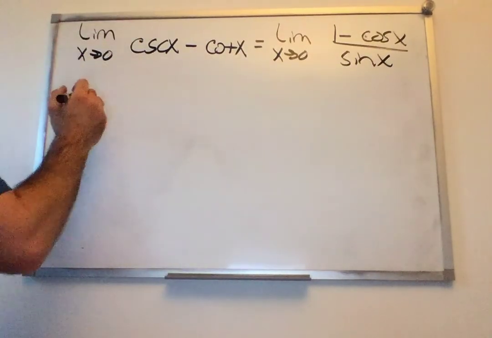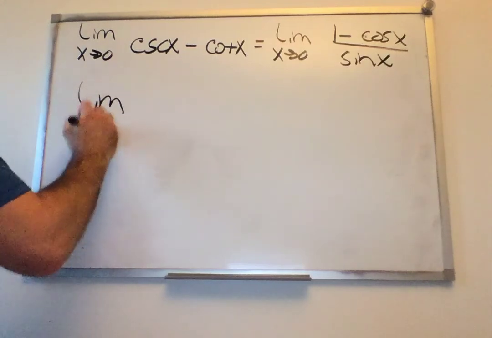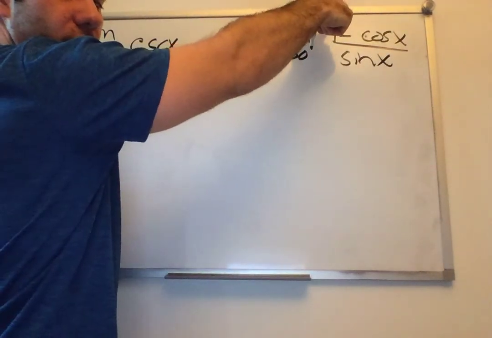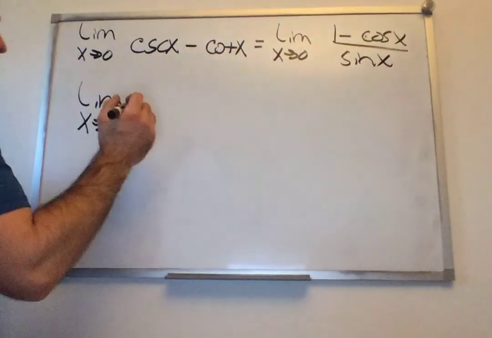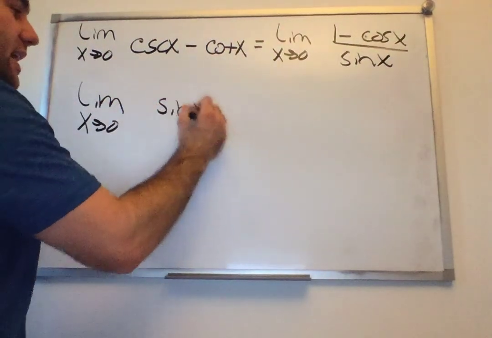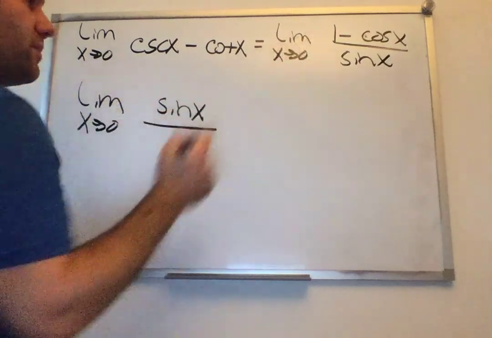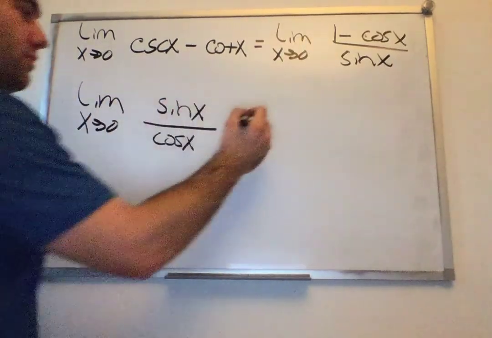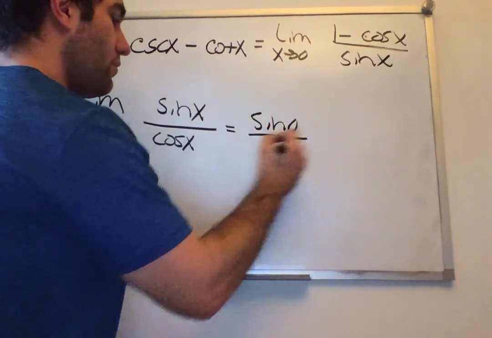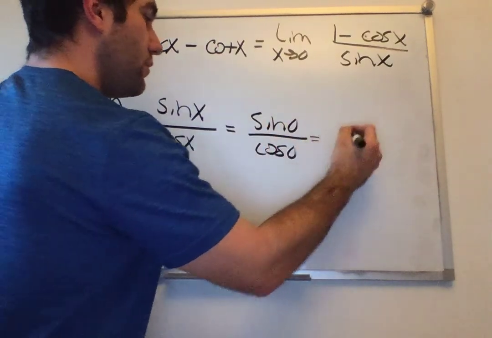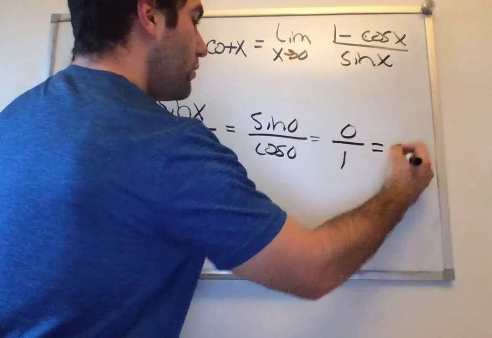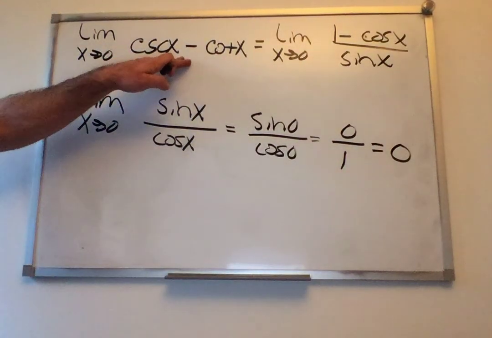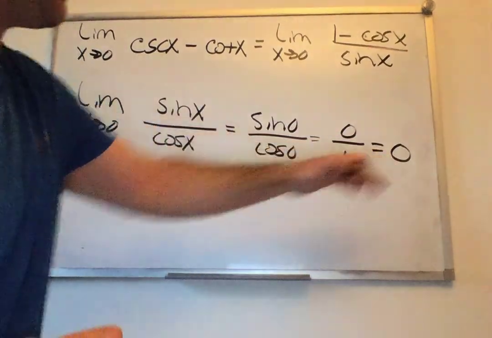So, derivative of the top. It's still limit as x goes to 0. The derivative of the numerator, derivative of 1, gone. Derivative of negative cosine is positive sine of x. Divided by the derivative of sine of x, which is cosine of x. Plug in 0: sine of 0 over cosine of 0, that's 0 over 1, or in other words, 0. So the limit to our original problem is equal to 0.